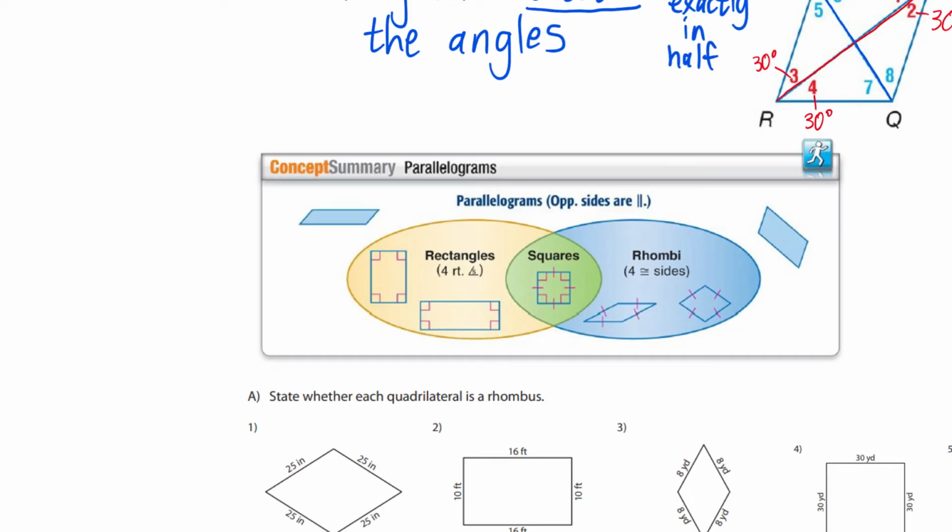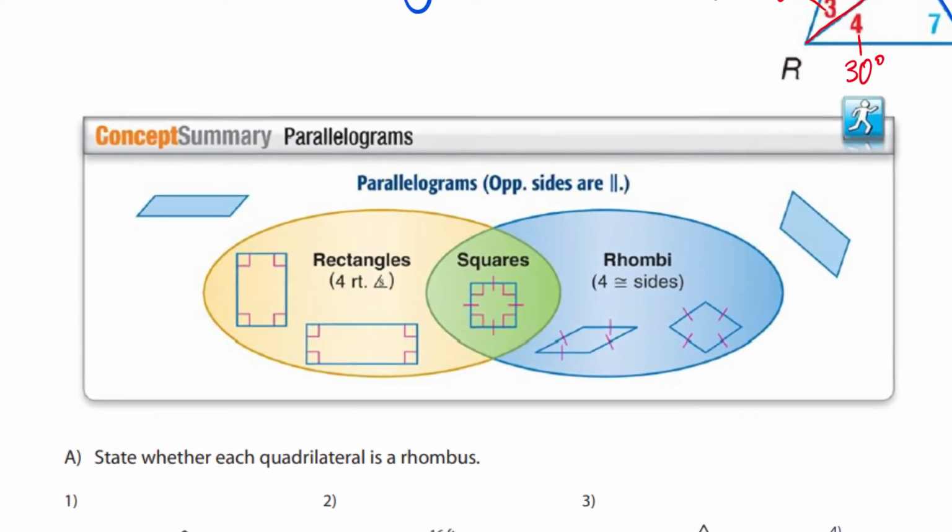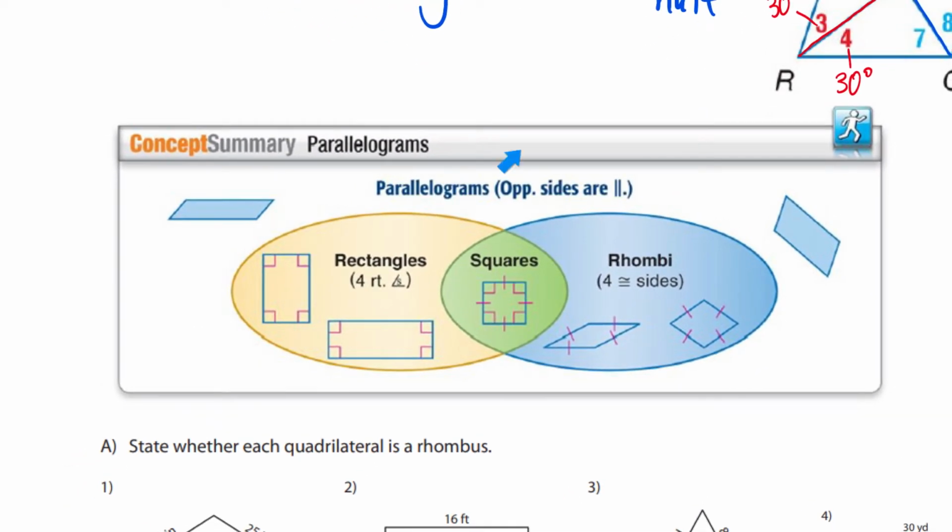Okay, so let's look at this Venn diagram right here. If you'll notice in this Venn diagram, the overall largest thing being displayed here is parallelograms, okay? So parallelogram is the most generic thing being described here. Now as you get more specific, we have rectangles and we have rhombi or rhombuses. Okay, so what makes a rectangle a rectangle?